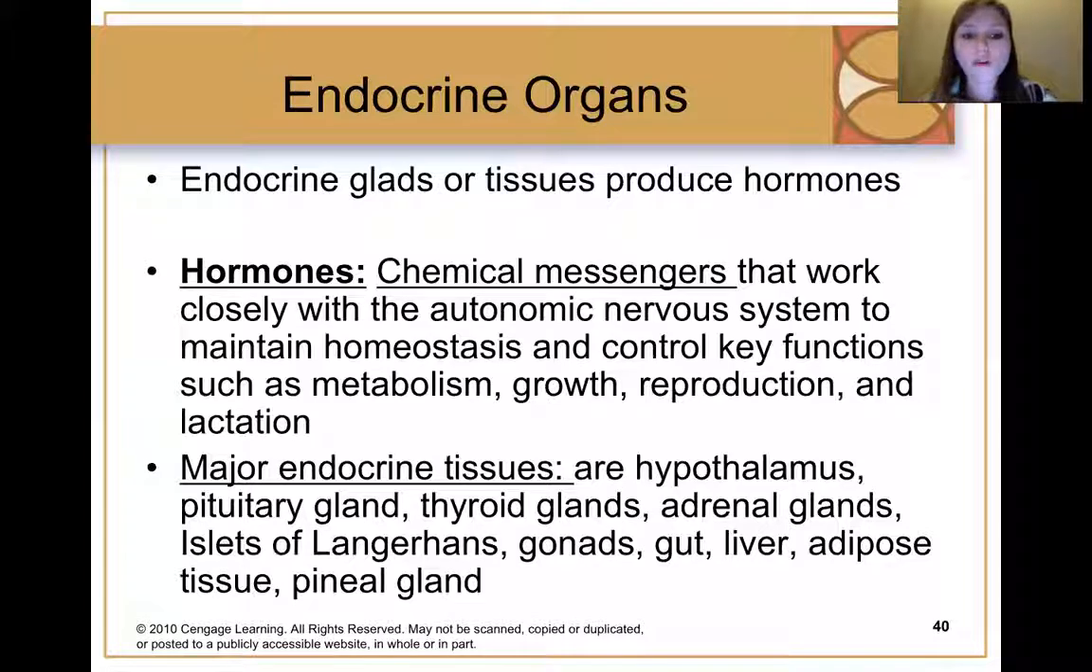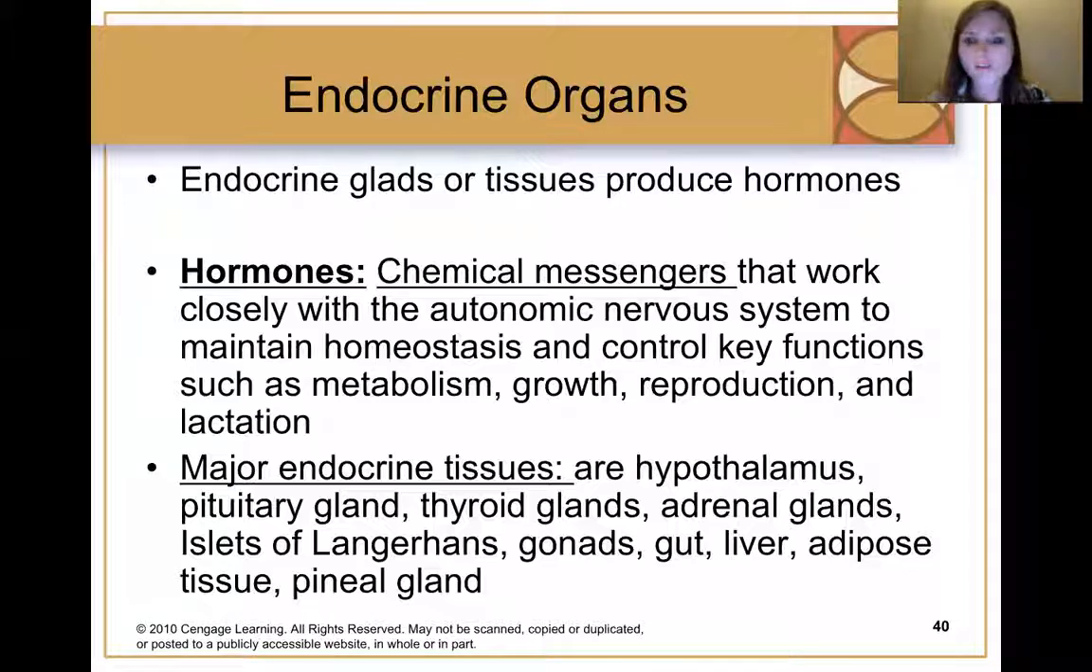Hormones are basically just chemical messengers, and they work closely with the autonomic nervous system to maintain homeostasis because they need to maintain balance. So cells need to know what they need to do to be able to maintain that balance and control key functions such as metabolism, growth, reproduction, and lactation. So hormones are really responsible for a lot that goes on in the body.